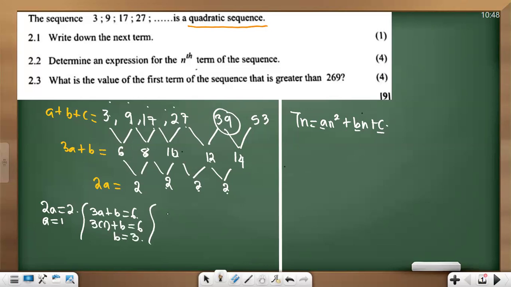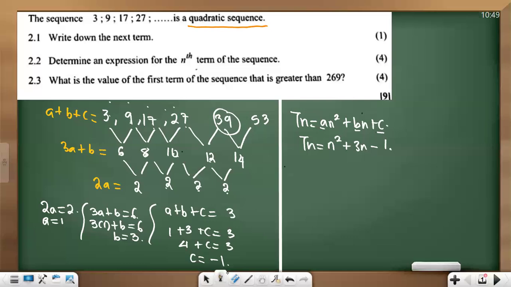Awesome. How do we get c? a plus b plus c will give you 3. What is a? We got it as 1, b is 3, and c we are looking for it. 3 plus 1, that will be 4, plus c will give you 3. Take it to the other side. c equals 3 minus 4, which will give you negative 1. We are done, child. So Tn will be n squared plus 3n minus 1. You're good to go.